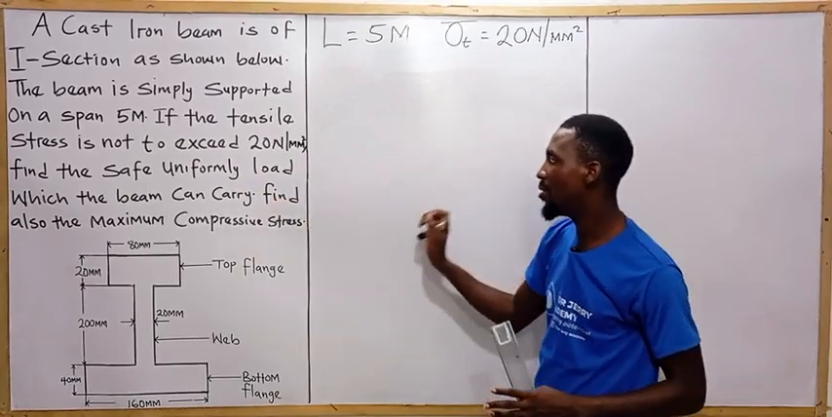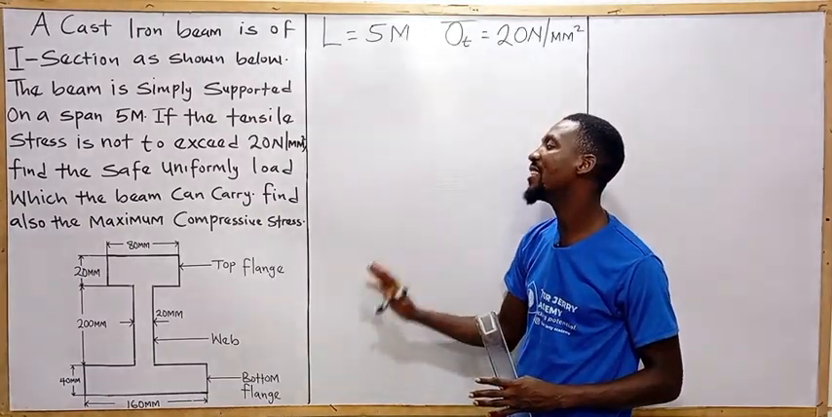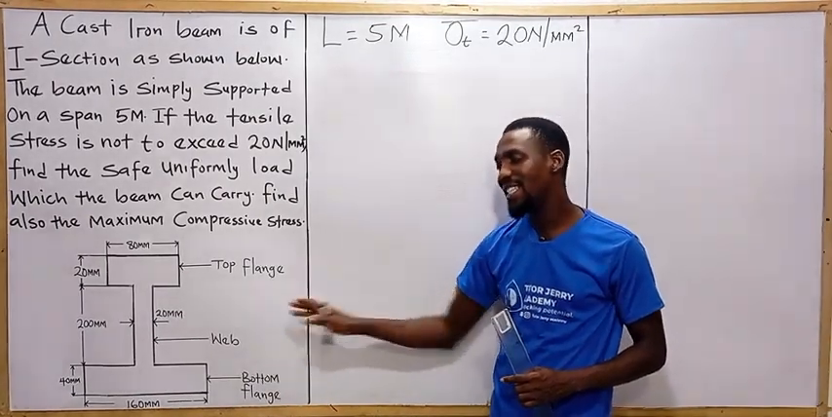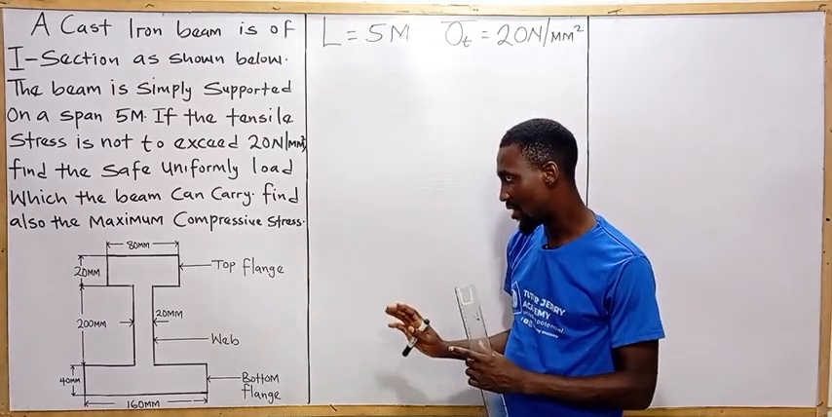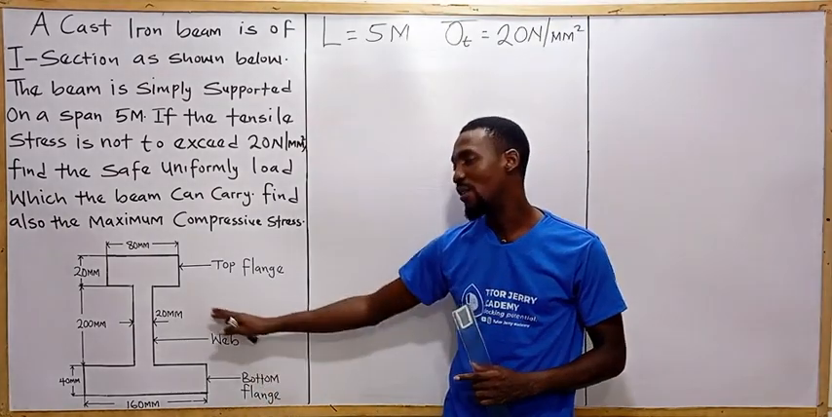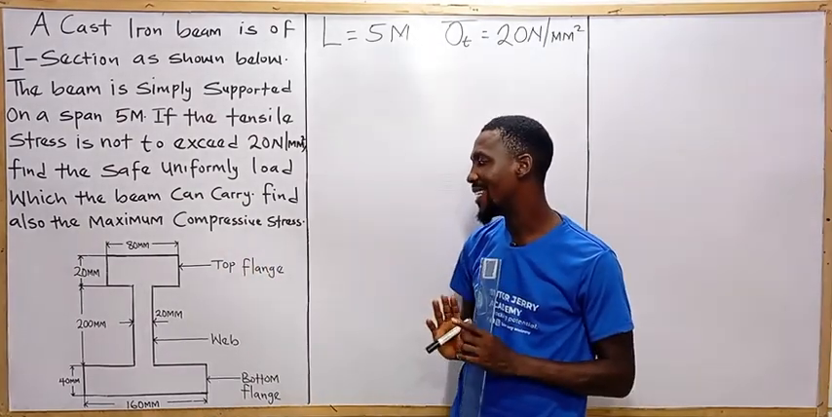we are told to find the safe uniformly distributed load which the beam can carry, and we are also going to find the maximum compressive stress. So you can see the diagram of the I section. You can see we have the top flange, we have the bottom flange, and then we have the web. All right, and you can see everything well dimensioned.